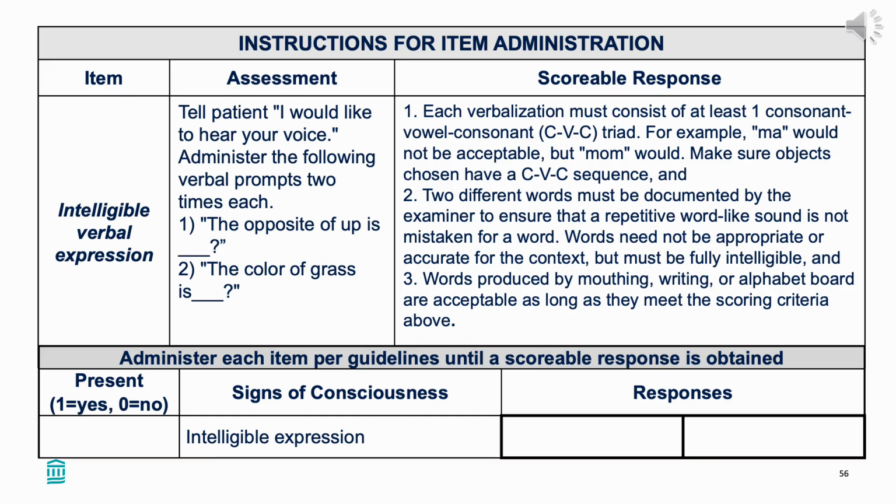The patient's verbal response must consist of at least 1 consonant-vowel-consonant triad. 2 different words must be documented by the examiner to ensure that a repetitive word-like sound is not mistaken for a word. The words do not need to be appropriate or accurate for the context, but they must be fully intelligible. The patient can also respond by mouthing or writing the word or using an alphabet board if the response otherwise meets the scoring criteria. Verbalizations that occur spontaneously or at other times during the assessment and meet the criteria should also be scored.